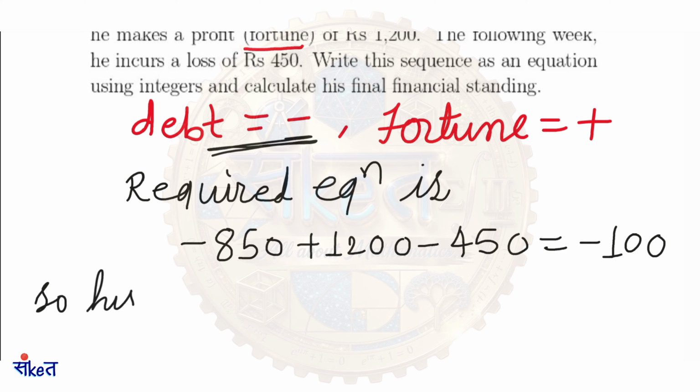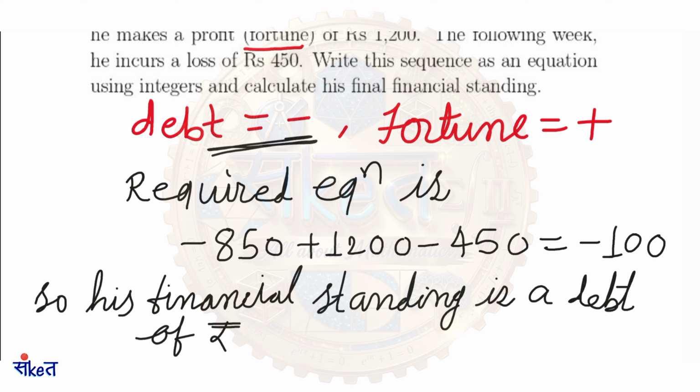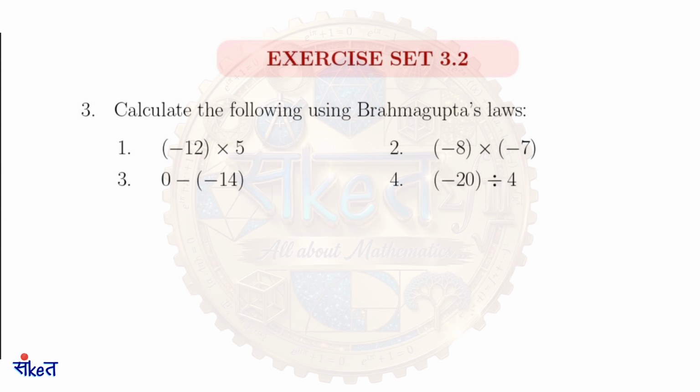So his financial standing is a debt of rupees 100. Means he has a loss of rupees 100. So remember, in this question, debt means negative, fortune means plus. Thank you. Now next question number 3.